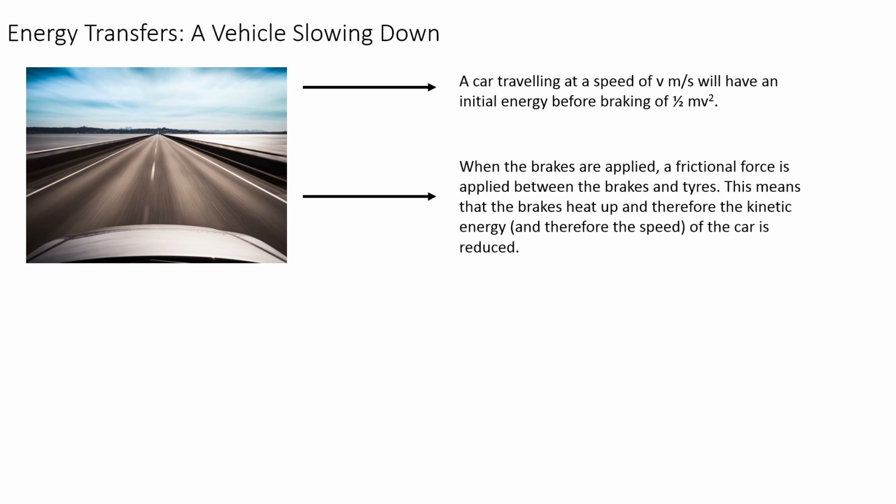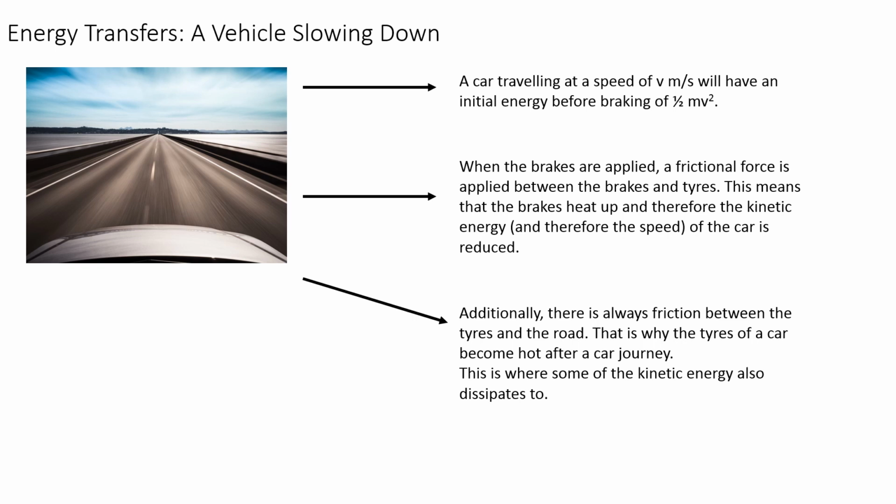And when the brakes are applied, there's a frictional force between the brakes and the tyres. The brake is going to sort of clamp onto the tyre or tap it or something like that, and this means that the brakes are going to heat up, and therefore the kinetic energy of the car, and therefore the speed, is going to be reduced.